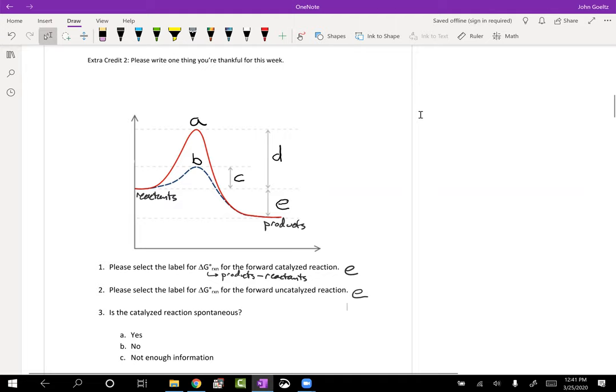Okay. Now, is the catalyzed reaction spontaneous? For yes, in the poll there, please put a yes. If you think the answer is no, please put a no. And if you think there's not enough information, put a, I don't know what this, I can't draw the symbol. Okay, put a coffee cup for we need a break. All right, go ahead and tell me whether you think the catalyzed reaction is spontaneous. No, you need some coffee before you decide because you don't have enough information.